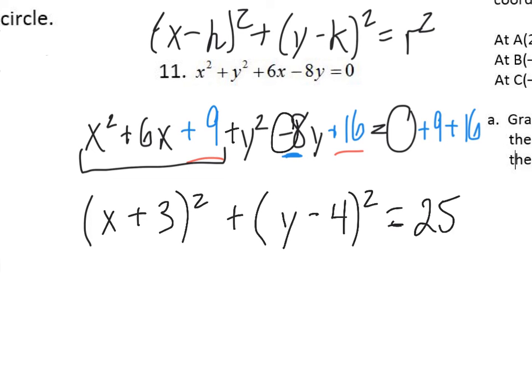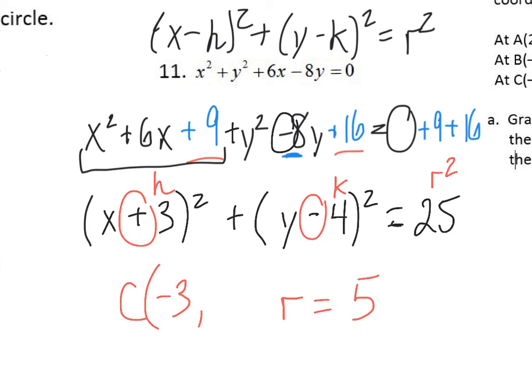So now I just need to identify my center and my radius. So this is my h, this is my k, this is my radius squared, which means my radius is 5, and my center, since this is positive, is -3, and since this is negative, it's just going to be positive 4.